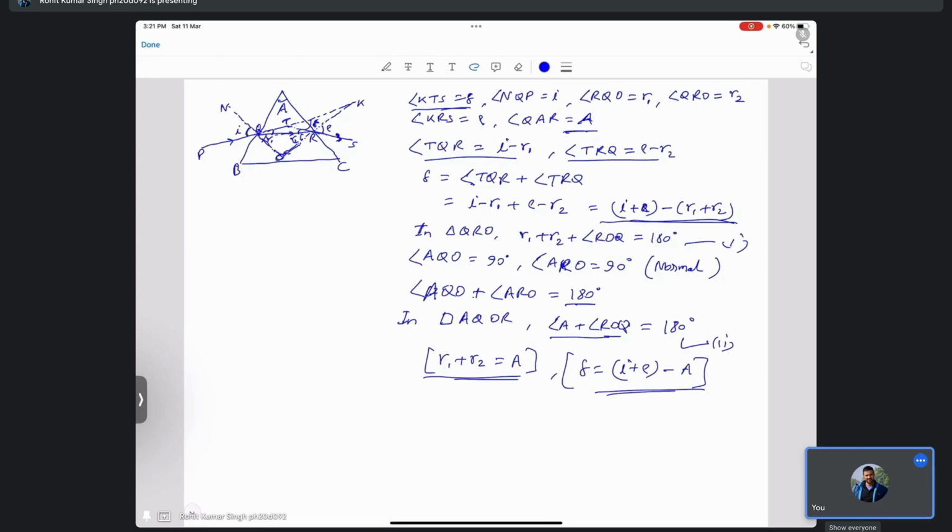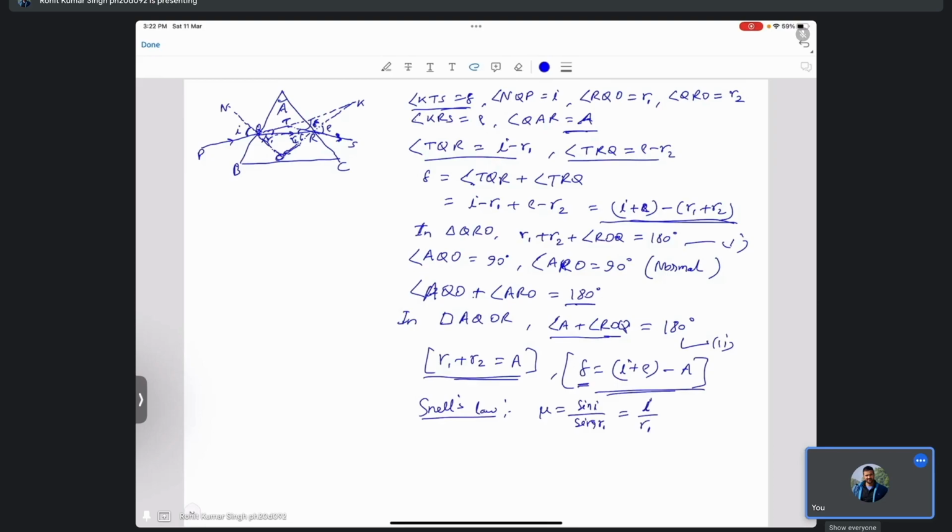Now, we need to find the formula for the angle of deviation in terms of refractive index. So to incorporate the refractive index into our derivation, we'll use Snell's law at the AB interface. From Snell's law, we have mu equal to sine i by sine r1, right? And we'll assume that these angles are small, so sine i will be i and r1 will be r.